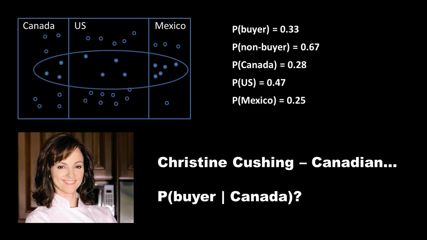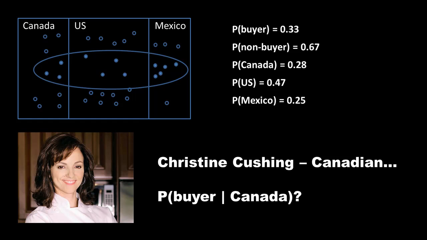In other words, we are asking this question, what is the probability of somebody being a buyer? Now, with no other information, just saying somebody is a buyer, we already know that that is 0.33. That's what is shown here. But we are now giving additional information. We are saying not only is this person a buyer, not just no information, but we are told that this person is a Canadian. And now we are saying, given that the person is a Canadian, what is the probability that she is a buyer? This kind of thing is called conditional probability.